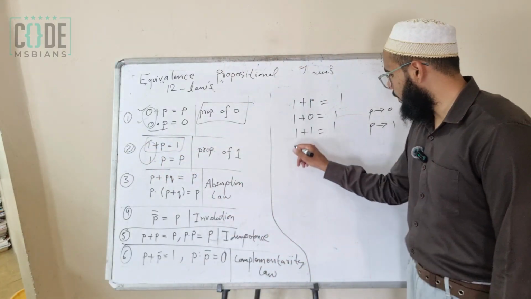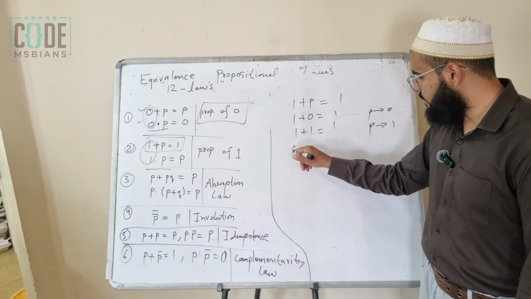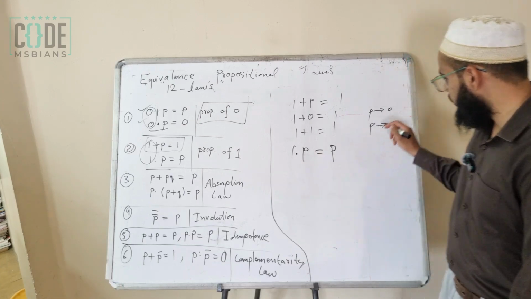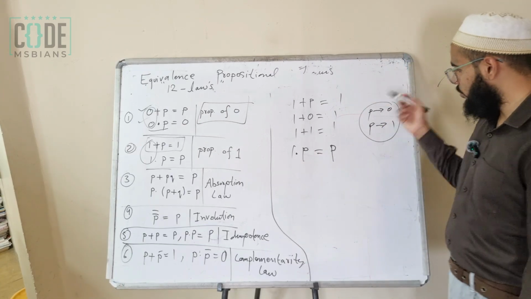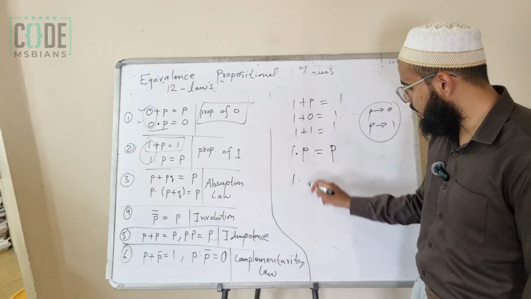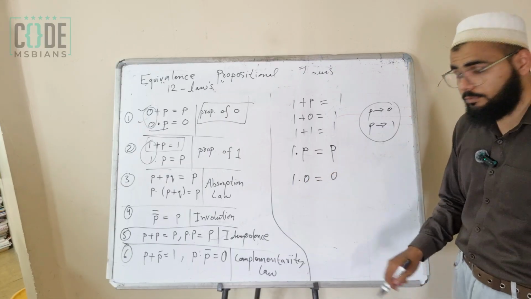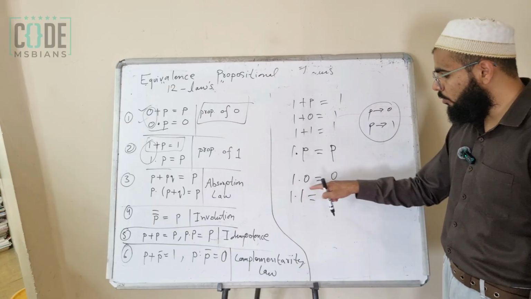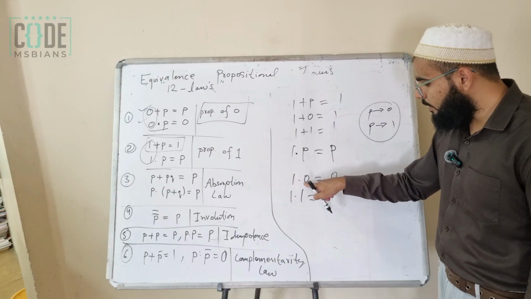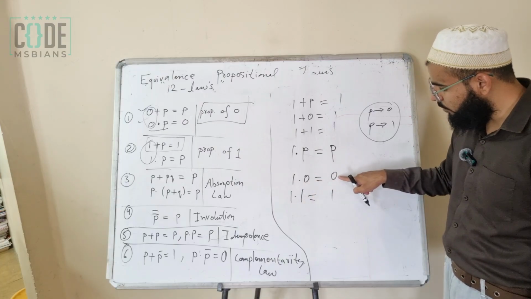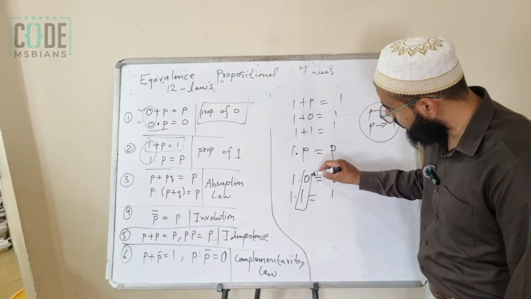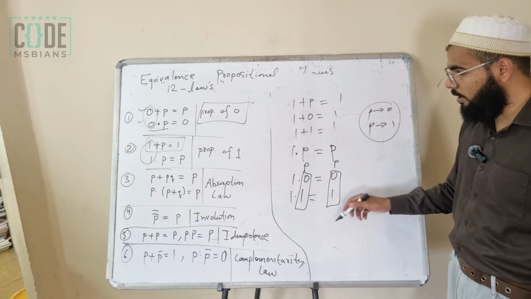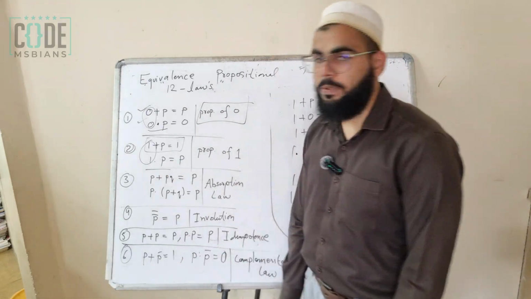Now 1 dot p, this is AND actually, 1 AND p is equal to p. Why is that? We already know that the value of p can be 0 or 1, true or false. If 1 is ANDed with 0, it gives you 0. If 1 is ANDed with 1, it gives you 1, right? So if we are ANDing with 0 or with 1, it will give you 0 and 1 only. For example, if this is p, 0 1, you can see that in the output you also have p as 0 1. So that's the reason 1 dot p is equal to p.